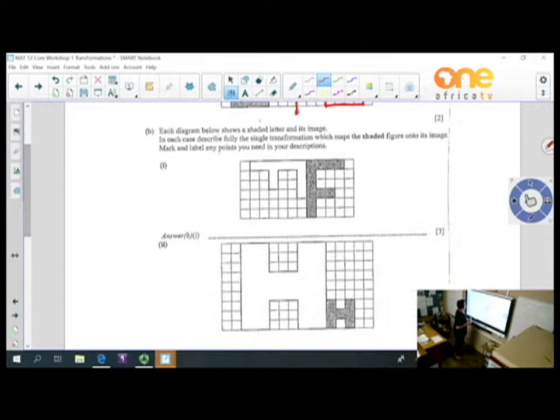The next one is the letter, and it shows a shaded letter, and this is the image. You must also read that carefully. In each case, we get that question. Describe fully the single transformation which maps the shaded one onto this one. So this we can see is a rotation.